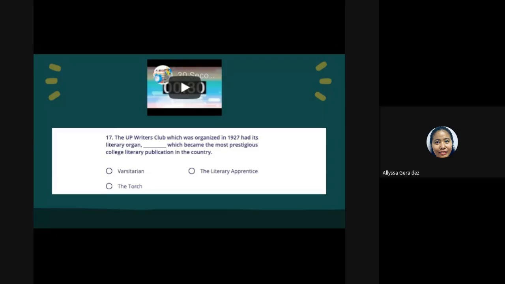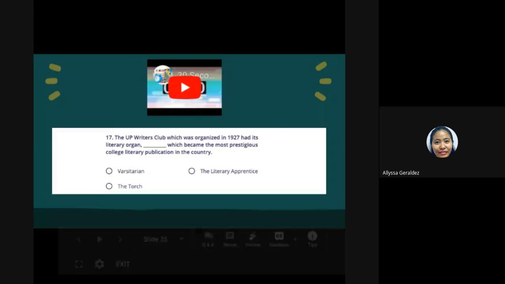How about this one? The UP Writers Club, which was organized in 1927, the same period, apprenticeship period, has its literary organ and became the most prestigious college literary publication in the country. 30 seconds to think.